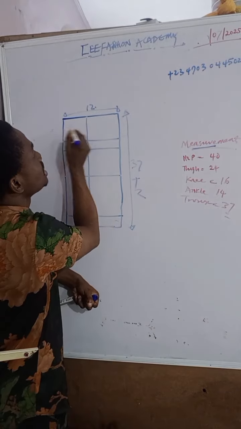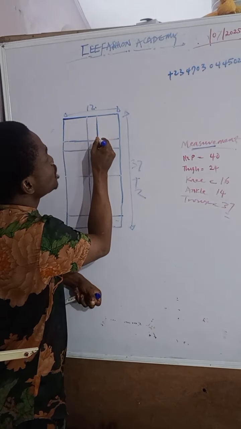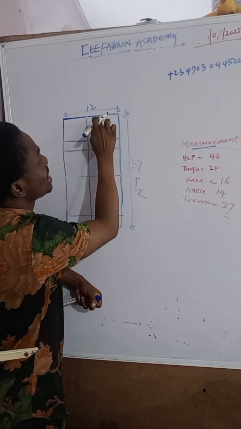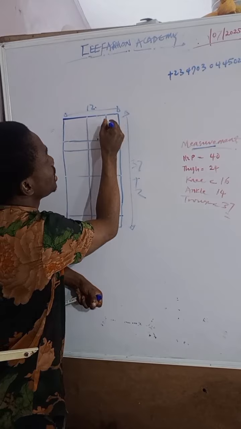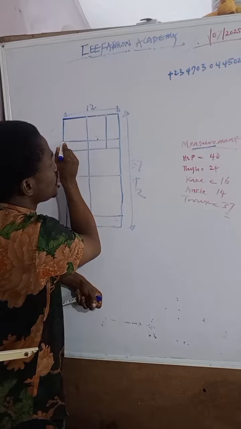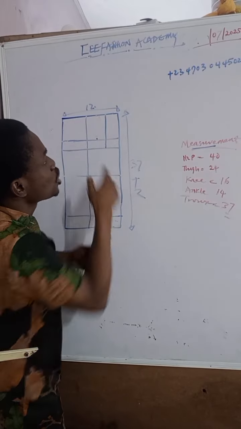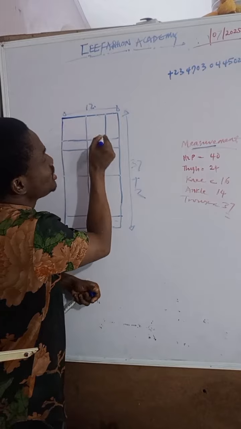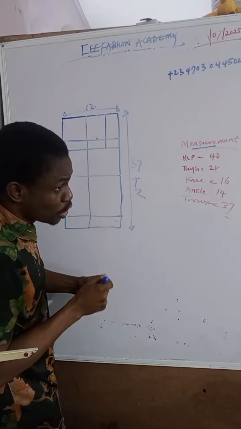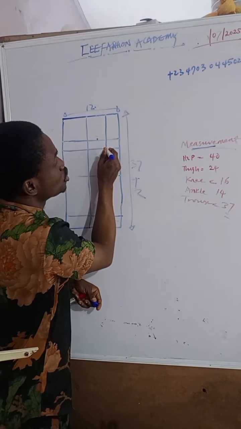So take your tape from here to here, and mark out 10. Make sure you mark out that 10 inches straight. From here to here is 10. From your hip, from here to here is 10. Now take that same 10 from here to here. Make sure you mark a straight line. So from here to here is your hip, while from here to here is your crotch.